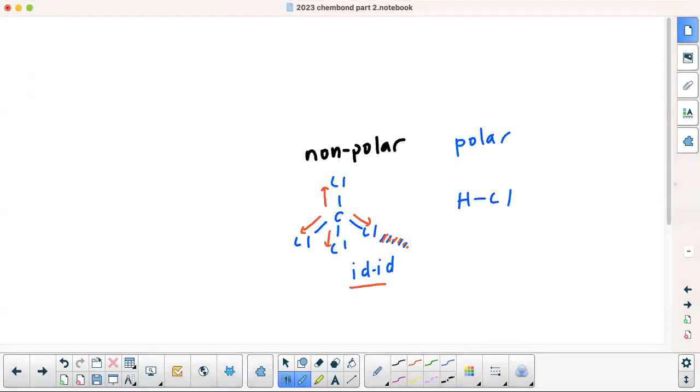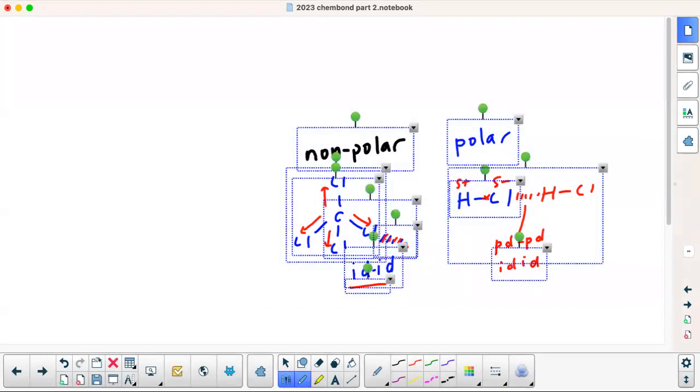So if I have a molecule like HCl, which is polar, electrons are closer towards the Cl. This is delta minus, this is delta plus. So between two HCl molecules, this one is called PD, permanent dipole. But all polar molecules like HCl also have ID. So it has PD and ID. Then after that, I mentioned the next one.